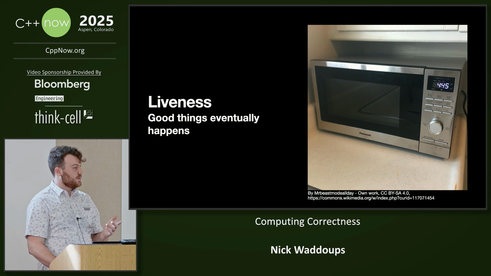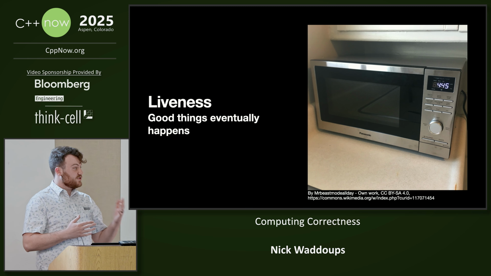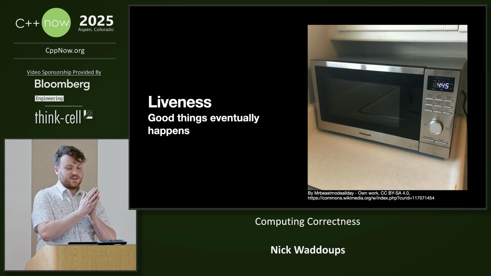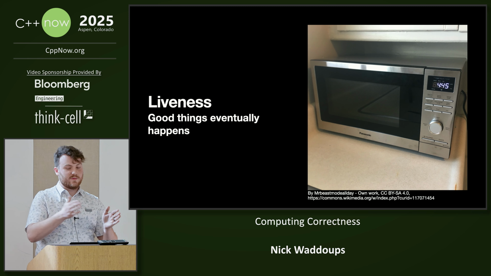And the second type of property is what we call liveness properties. So a liveness property means that eventually something good happens. So continuing with our microwave example, what we would say is that eventually our food is cooked. And we could maybe measure that by checking that the timer on our microwave continually decrements until it reaches 0, at which point the microwave is done.